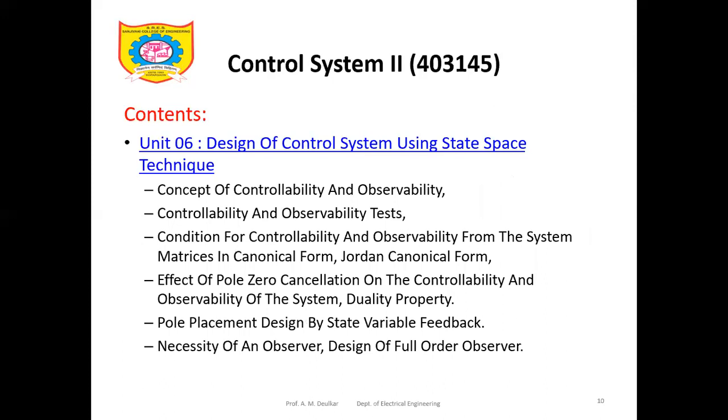Last unit, the design of control systems using state space techniques. It has the points, concepts of controllability and observability. These are very important points, and their respective test condition for the controllability and observability, effect of the pole zero cancellation on the controllability and the observability, duality, pole placement by state variable feedback, and the necessity of an observer. That is one of the objectives of this course. So we'll continue with the first unit hereafter.